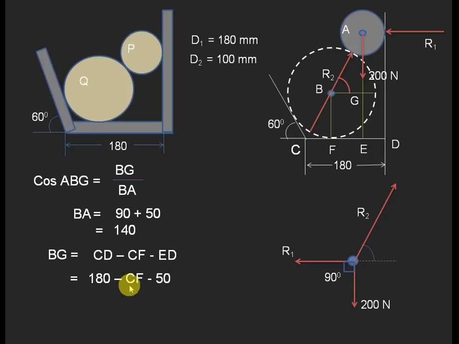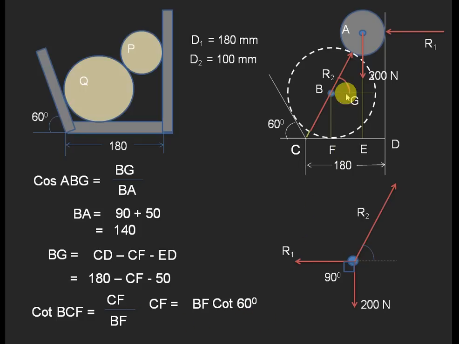Now again we need to know the CF. For finding CF, consider the right angle triangle BCF. In this right angle triangle BCF, cot BCF is equal to adjacent CF by opposite BF. So CF by BF we have written. In this we need to find CF is equal to BF cot 60.